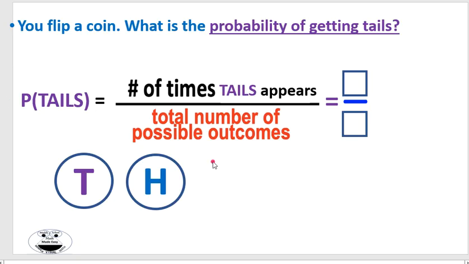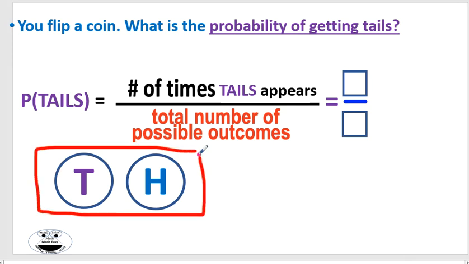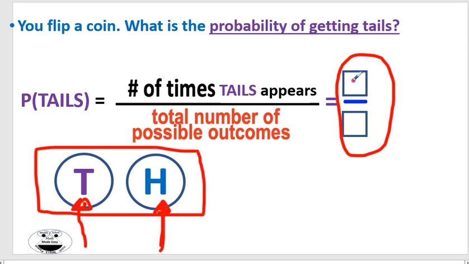What is the probability of getting tails? So I put a picture here to show you, when you flip a coin, the two possible outcomes, the two possible things you may get. It might land on T for tails, or it might land on H for heads. Those are the only two possibilities here. So what we're going to do when we find the probability of getting tails is write it as a fraction or ratio, and we're going to have some number on the top and some number on the bottom. What are we going to put here?